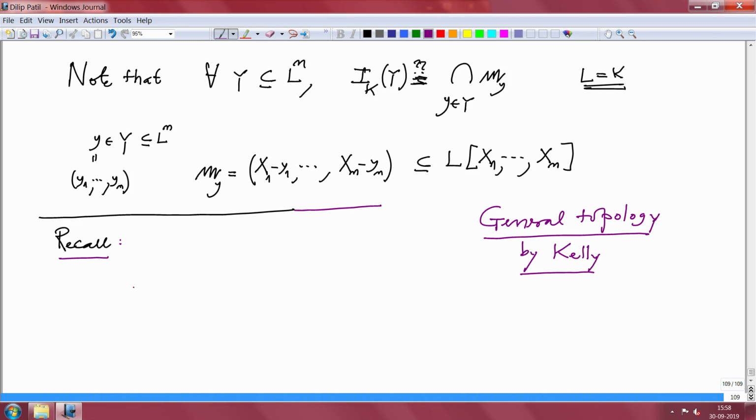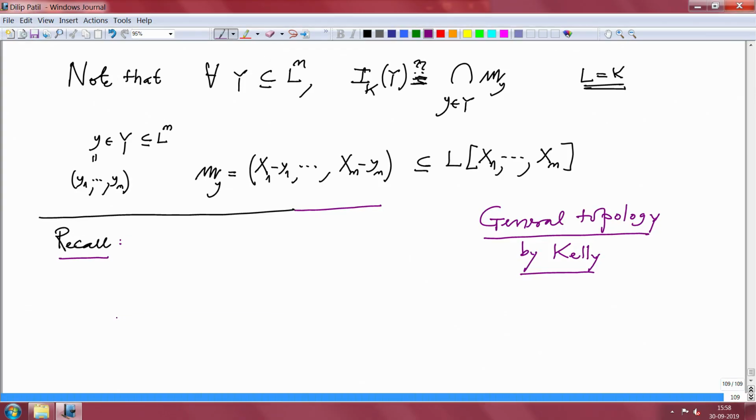Alright. So, closed sets I already defined: they are the complements of the open sets. Whenever you want to give a topology on a set, you either give the open sets or give the closed sets. That is equivalent, because you can get closed sets from the open sets by taking complements, and open sets from the closed sets by taking complements.